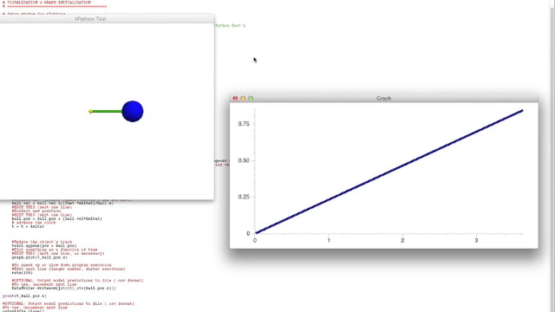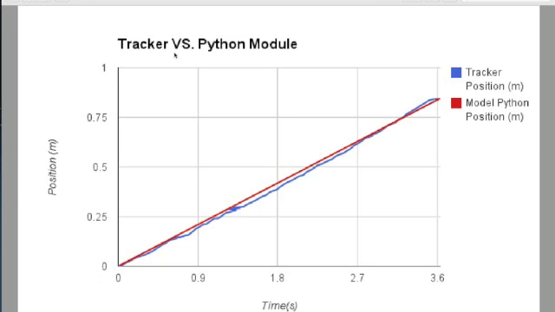Let's run the code. By these two figures, you can see that the position is always increasing. This is verified by the displacement. The velocity is also seen to be constant by the position versus time graph having a linear line. Here is the model of my robot's position versus time. The blue is my tracker position, and the model is the red line. As you can see, the red line is a lot straighter than the tracker.